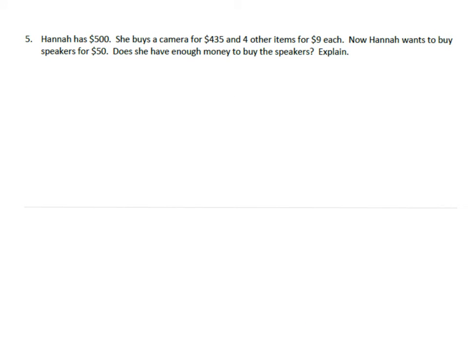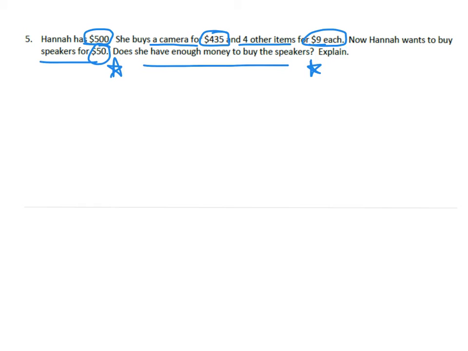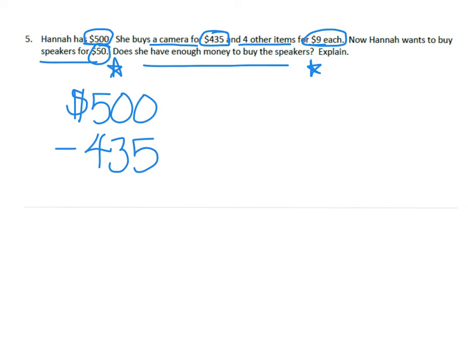Let's take a look at number 5. Hannah has $500. She buys a camera for $435 and 4 other items for $9 each. Now Hannah wants to buy speakers for $50. Does she have enough money to buy the speakers? Explain. So the first thing I want to do is figure out that she has a total of $500. It says that she buys a camera for $435. So that means I am taking that away from the $500.